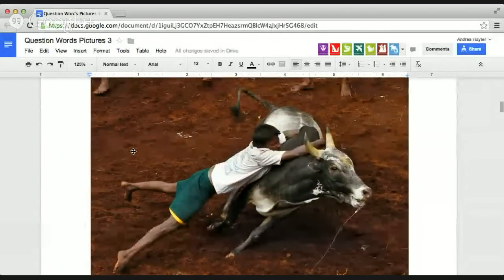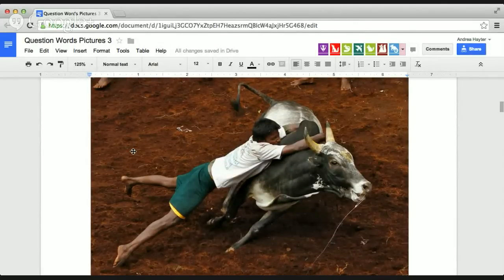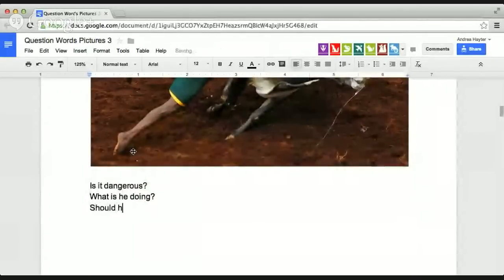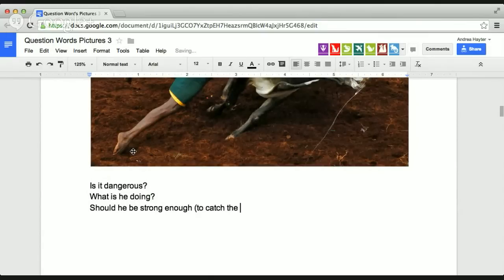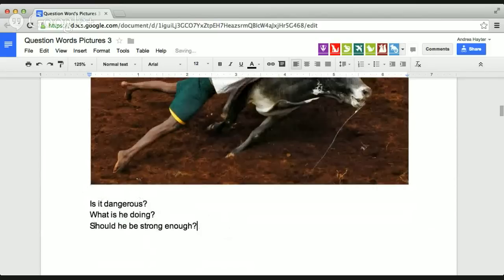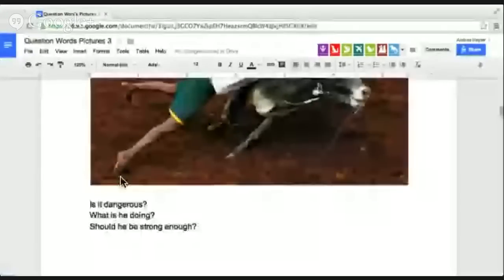Okay, should he be strong enough? Should he be strong enough? Yeah, you can say that. You can also add, like, strong enough to catch the bull, or that's the name of this animal here, or to beat the bull, to conquer the bull. But you can also just say, should he be strong enough? Focusing on should, and then he, and then be. Very good. Okay, Victor, new question.